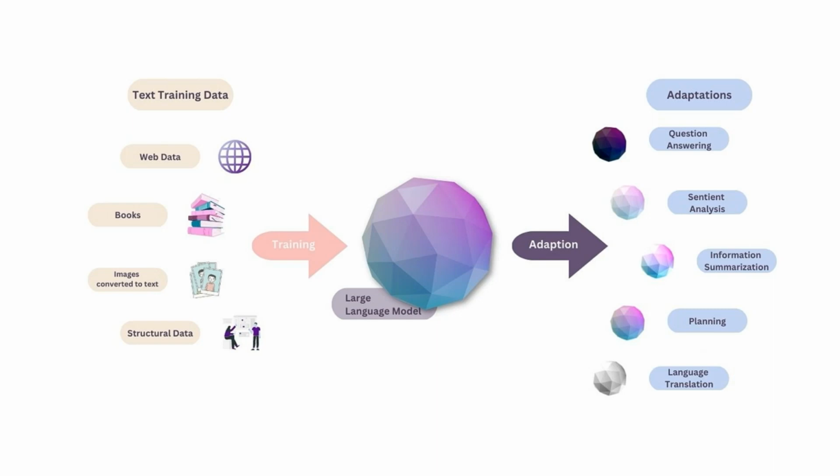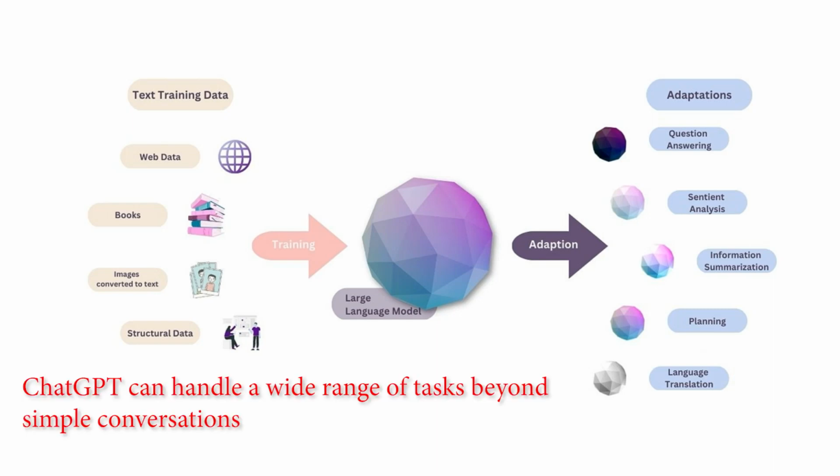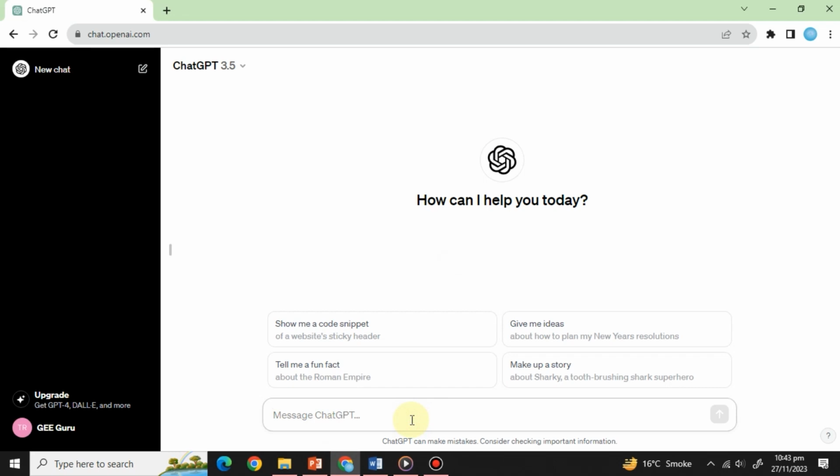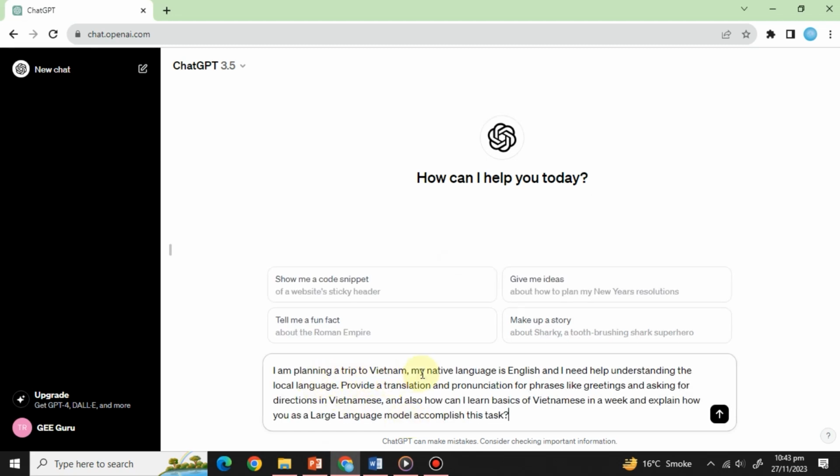What's truly remarkable is its versatility. ChatGPT can handle a wide range of tasks beyond simple conversations. For example, let's give ChatGPT multiple problems to solve and ask it how it has solved it. Let's write, I am planning a trip to Vietnam. My native language is English, and I need help understanding the local language. Provide a translation and pronunciation for phrases like greetings and asking for directions in Vietnamese. And also, how can I learn basics of Vietnamese in a week? And explain how you, as a large language model, accomplish this task.